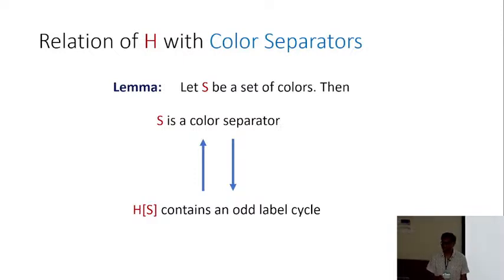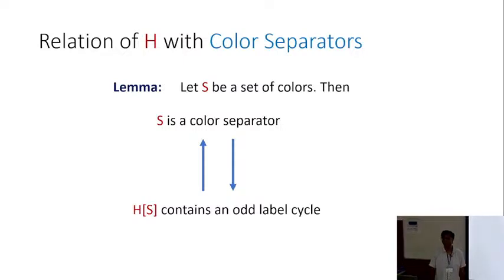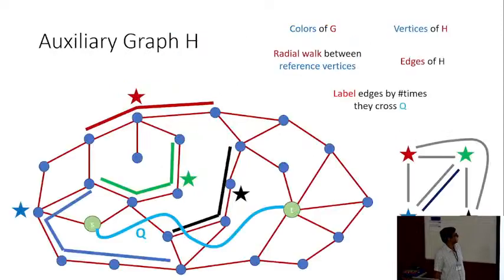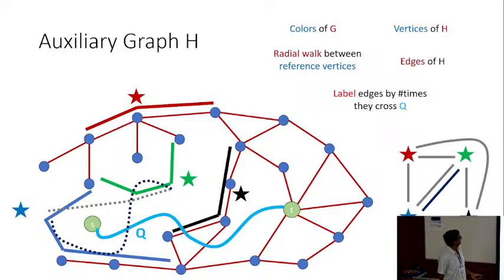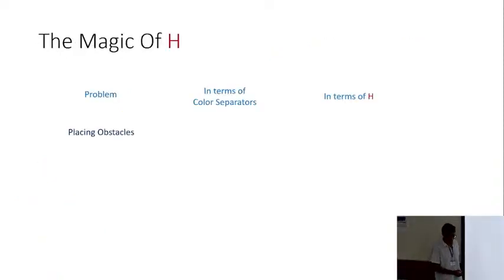So what we are able to show is that if S is a set of colors, look at the obstacle graph on that set, and that should contain an odd label cycle. So this is a characterization which allows you to nicely go through everything. This direction is easy. This direction is slightly harder, but not more than a page of proof. And now, because of that, let me say what it implies. So what is the magic of H? The problem is you want to place obstacles.